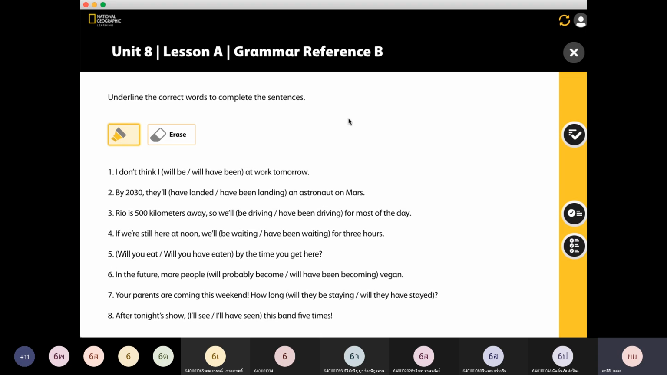So just read. I'll give you some time to read first, and then you can read the entire sentence with the word that you choose. I'll give you about 5 minutes to look through and choose first, and then we can come back and talk about them.